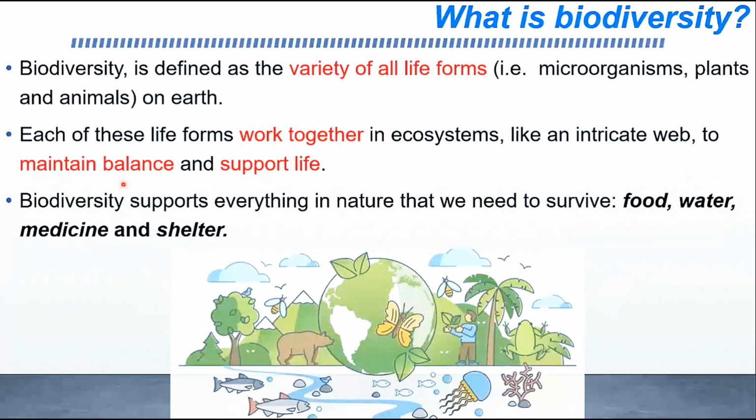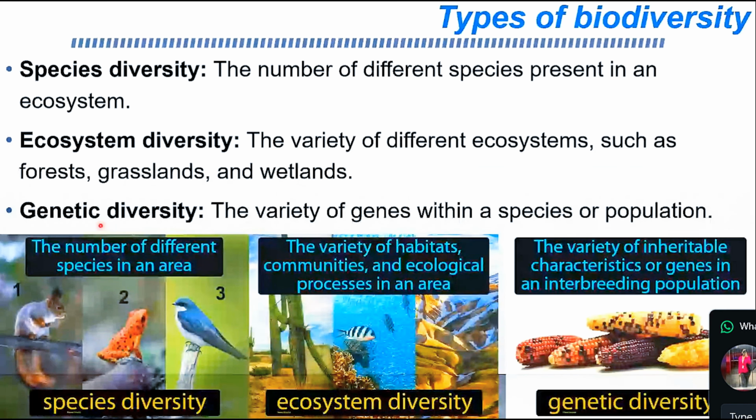And as you all know, biodiversity is important to us because everything that we get from nature, everything that we get from our mother earth, everything that we need to survive, like food, water, shelter, and even medicine, comes via biodiversity, right? Now, moving forward, there are three different kinds of biodiversity.